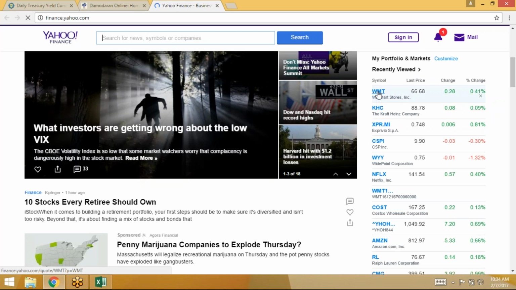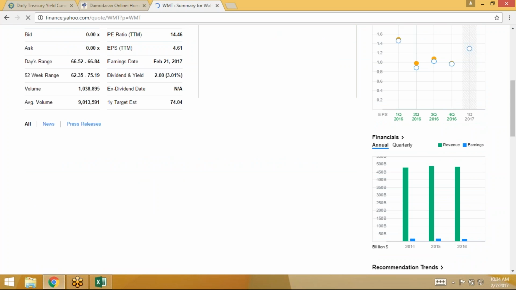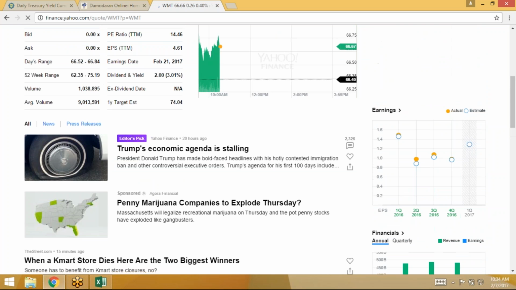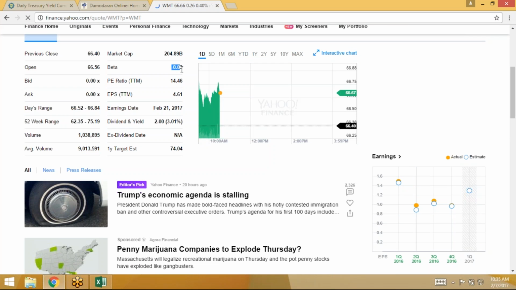Okay. Stock price is down a little bit. And I go, there it is, beta. Minus 0.03. Why is it a negative beta? That's crazy. Okay. But that's what you would use.